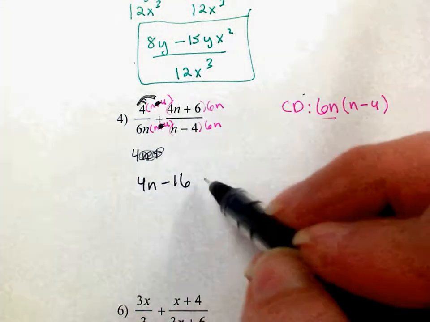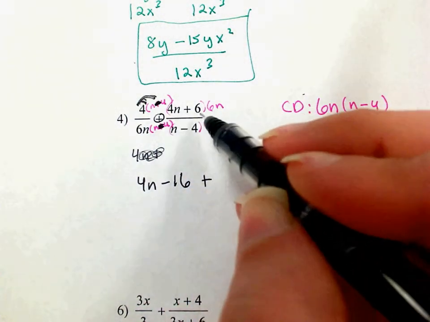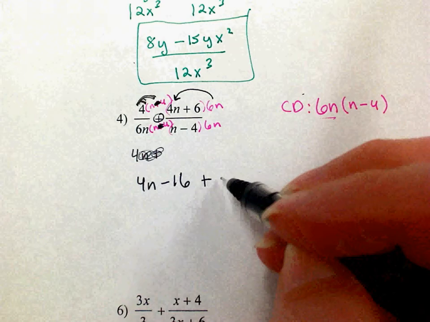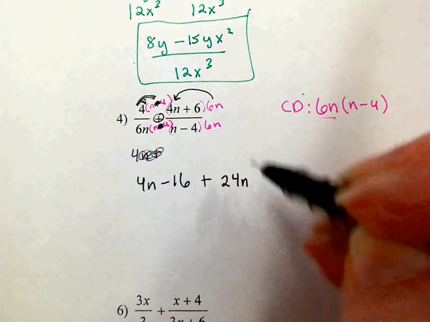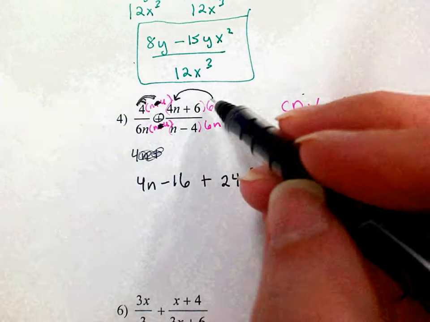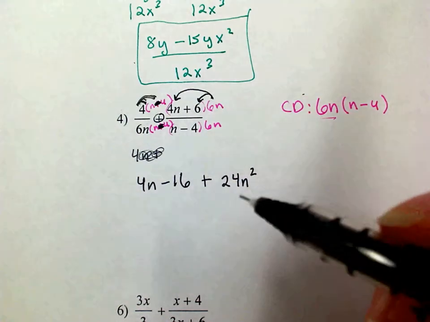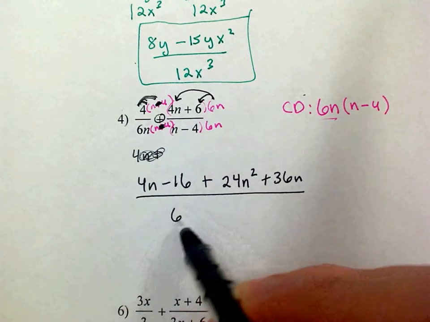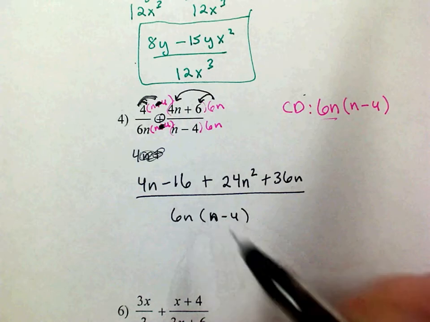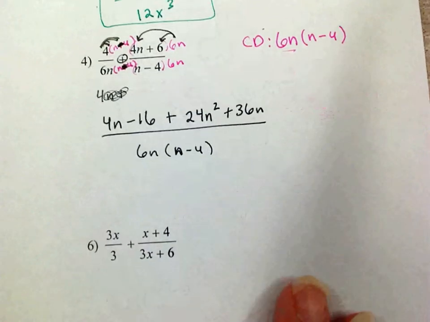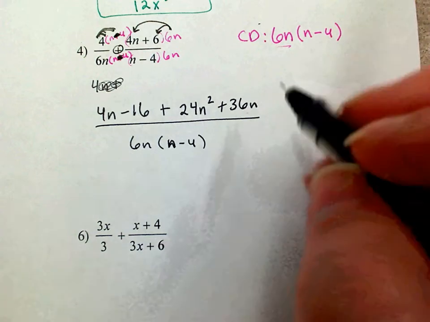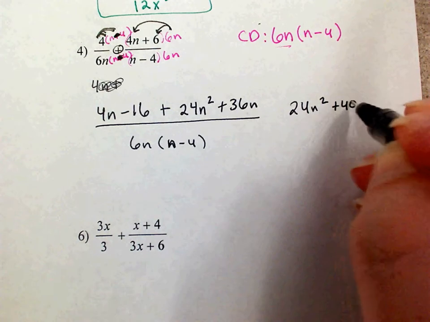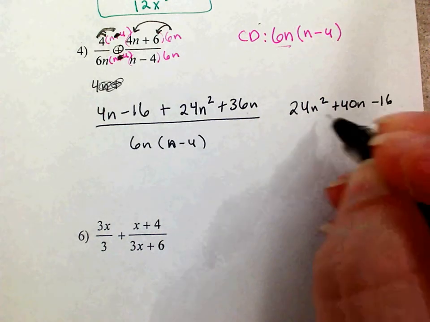Now, what am I going to have to do with this 6n? Distribute it as well. So 6n times 4n is 24n squared. And then 6n times 6 is 36n, over my common denominator of 6n times n minus 4. Alright, so let's combine what simplifies. So I've got 24n squared, 36n and 4n, 40n, and then minus 16, right? Over 6n times n minus 4.